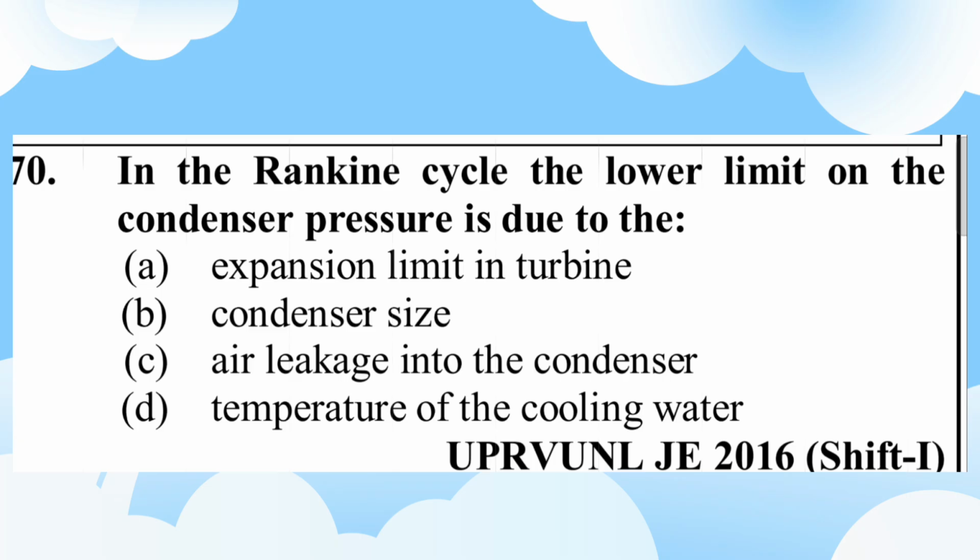Friends, question number 70. In the Rankine cycle, the lower limit on the condenser pressure is due to the A. Expansion limit in turbine. B. Condenser size. C. Air leakage into the condenser. D. Temperature of the cooling water. The lower limit on the condenser pressure is the temperature of the cooling water.